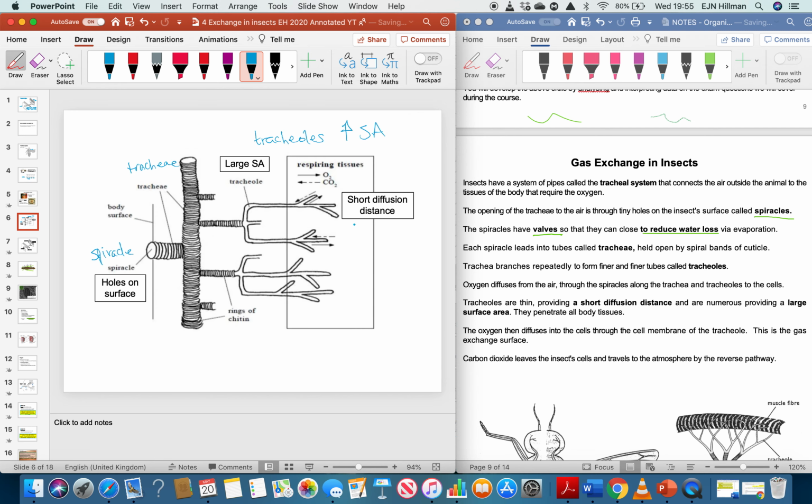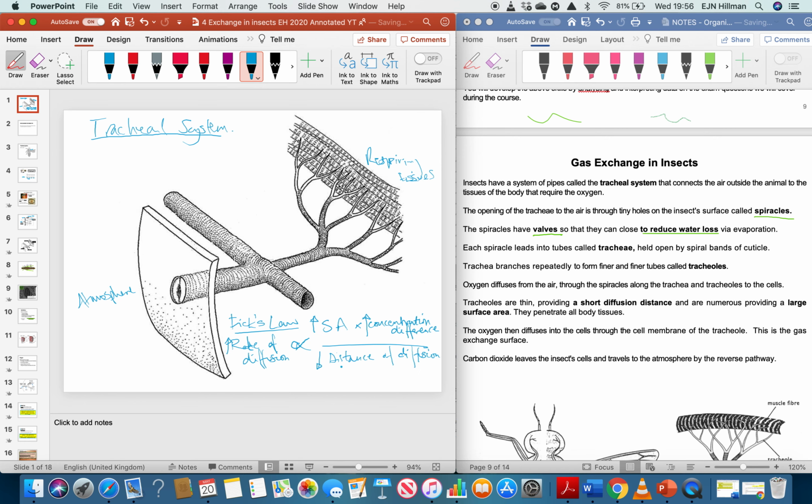Okay, another point here, we've got those tracheoles which extend directly into the respiring tissues. So they allow the movement of air from the surface through the trachea into the tracheoles directly to the respiring tissues. And this is where gas exchange takes place. So that reduces the distance of diffusion. Again, go back to Fick's law. We want a short distance of diffusion for a fast rate.